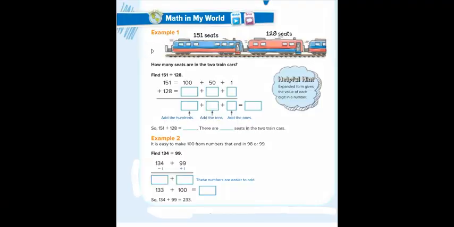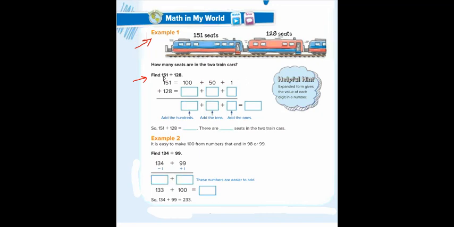Let's see ways of adding mentally. Let's solve example 1. How many seats are in the two train cars? We have in the first car 151 seats and in the second car 128 seats. Find 151 plus 128. We know that adding tens or hundreds is easier than adding others.